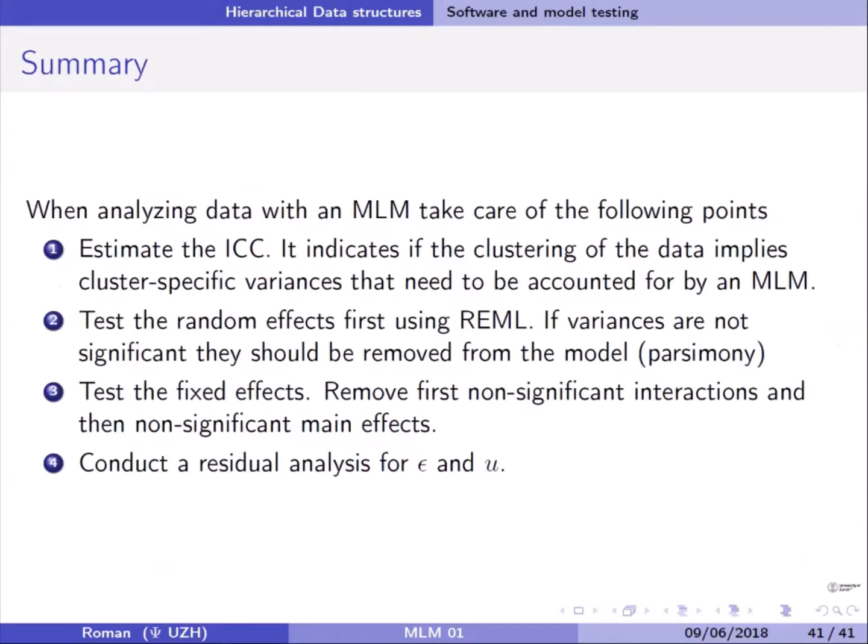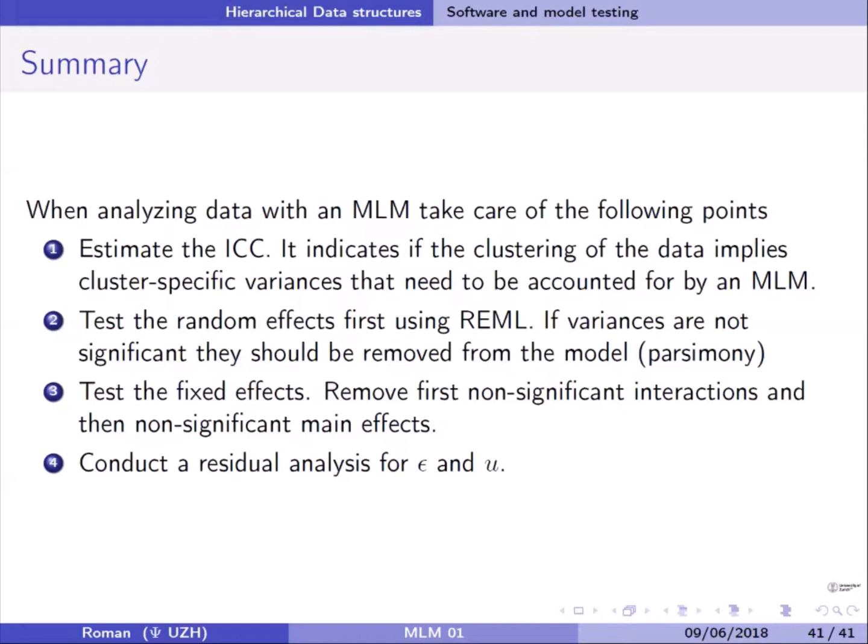So let's summarize today's lesson. When analyzing data with a multi-level model, we need to take care of the following points. First, we should estimate the ICC. This will indicate if the clustering of the data implies cluster-specific variances that need to be accounted for by a multi-level model. We then will test the random effects first using REML. If the variances are not significant, determined by nested model testing, they should be removed from the model in the name of parsimony.